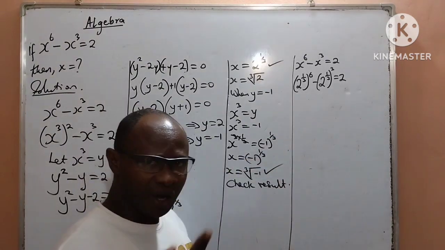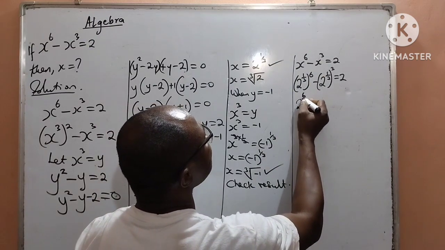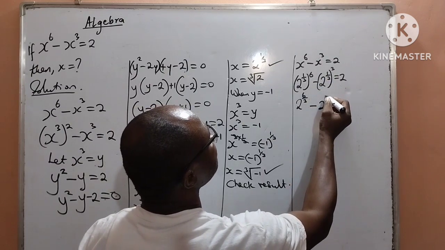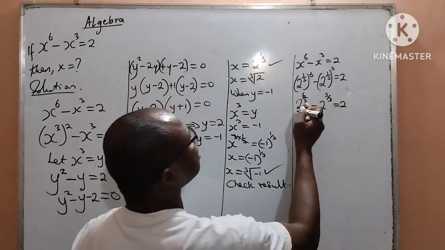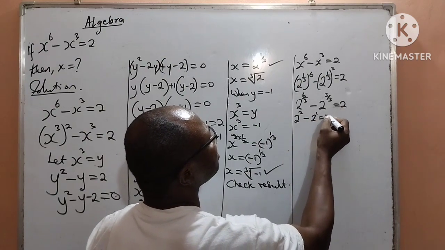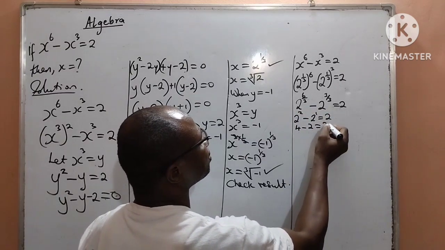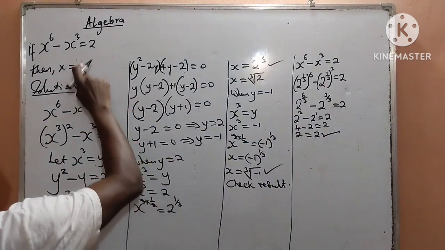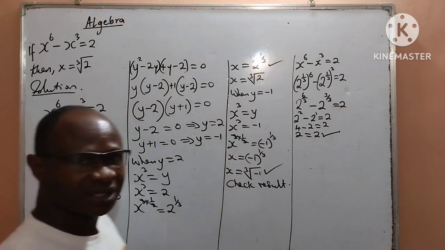Doing that, by law of indices, 1 over 3 times 6 will give us 2 raised to power 6 over 3, minus 1 over 3 times 3 will give us 2 raised to power 3 over 3. Is this equal to 2? Doing it, 6 divided by 3 will give me 2. So I have 2 raised to power 2 minus 2 raised to power 1. Is this equal to 2? 2 raised to power 2 is 4 and 2 raised to power 1 is 2. Is it equal to 2? The answer is yes. 2 is equal to 2. Authenticating that the first answer we got, the cube root of 2, is very correct as the first value of x.